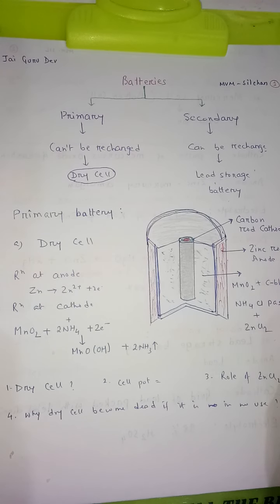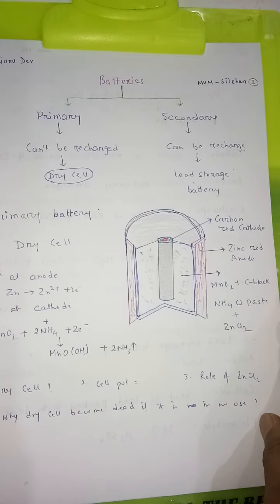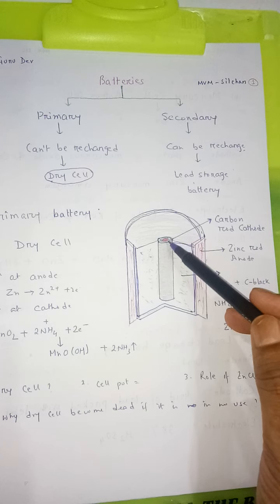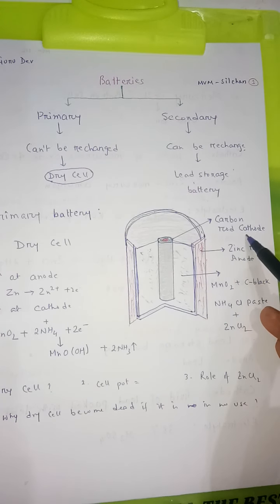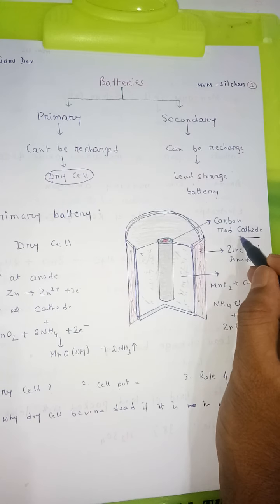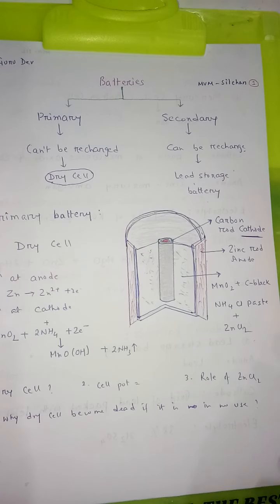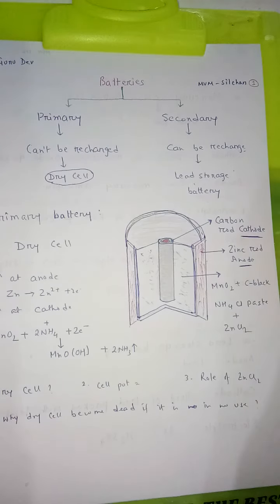So in the primary battery, the first point is the dry cell. So this is your dry cell. Now what is it made of? First of all, this is your carbon rod. The black colored rod is your carbon rod, and it acts as the cathode. Your zinc rod acts as the anode.